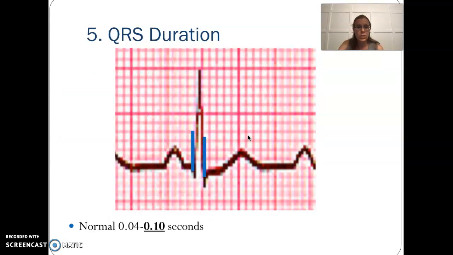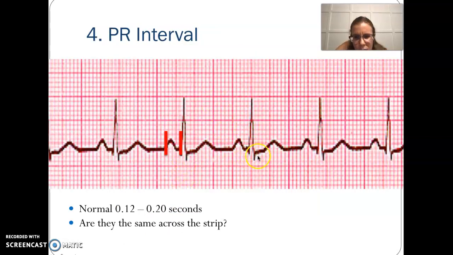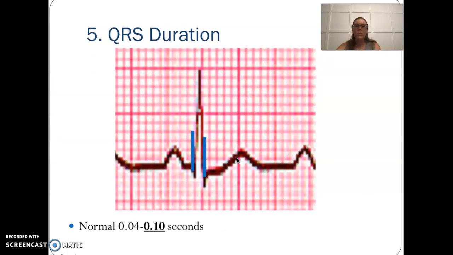Okay, QRS duration. So I made this really blown up, so it's very difficult to see. But you can see that this one is basically 1, maybe 1.5 boxes. Okay, and the normal is 0.04 to 0.10. So we're at about 0.06 seconds here. Let me see if it's better on this image. Yeah, so it's basically 1.5 or 2 boxes. So we're right within normal range for that QRS duration.